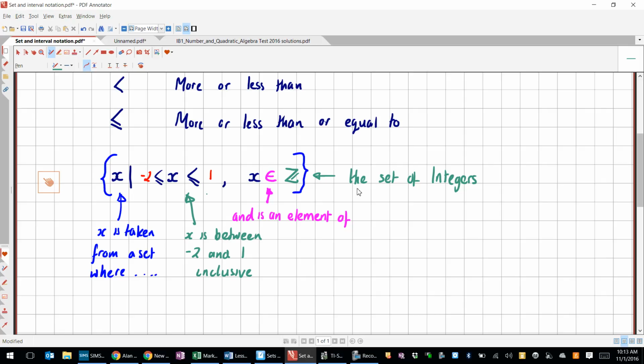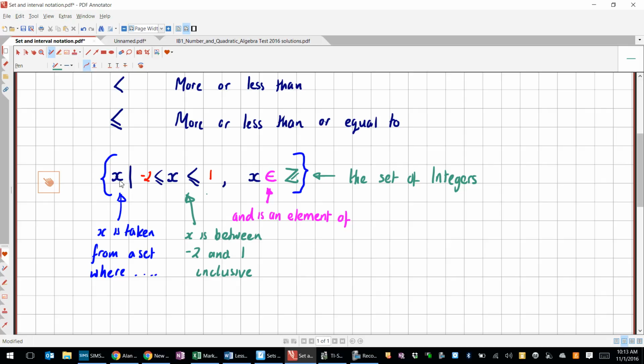Why is it Z? I don't know actually. It just is. What is that line next to the X? Does that have a purpose? This line, yeah, it's just to separate it from the interval, that's all. And it's just saying X is taken from a set where, put a line, that means take that bit. It's just part of the sentence.